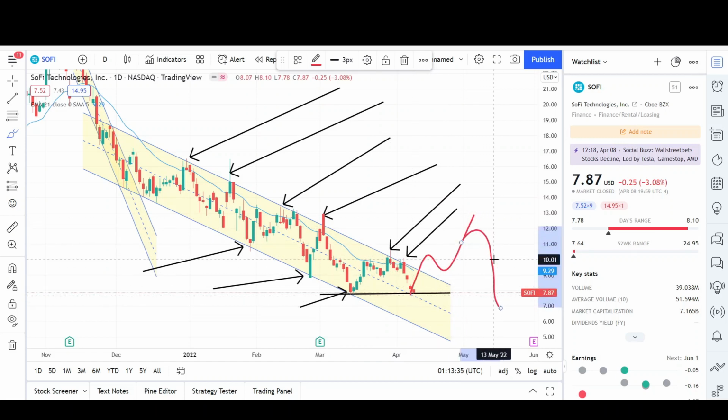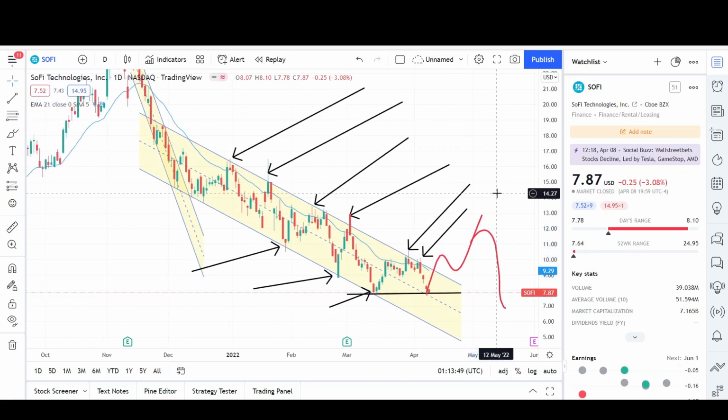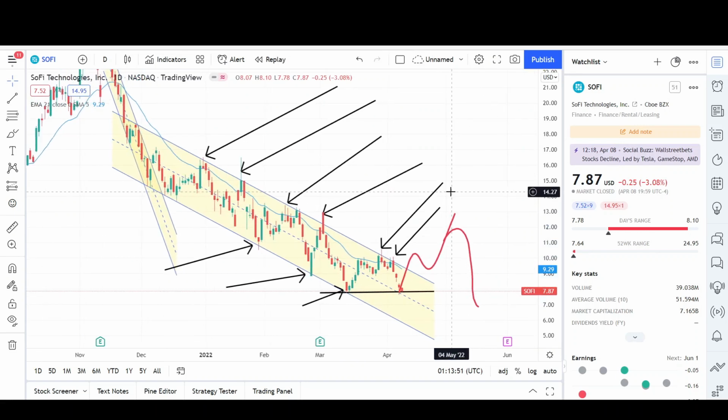So there's still a long way to go for SoFi and a lot of other stocks. Honestly, they look the same way, where they could be downtrending for another quarter or two, and then we could see probably a reversal towards the end of the year. So it's still a long term. It's just a while before we start seeing some bullish action in the market.